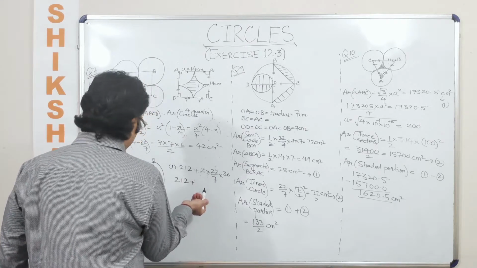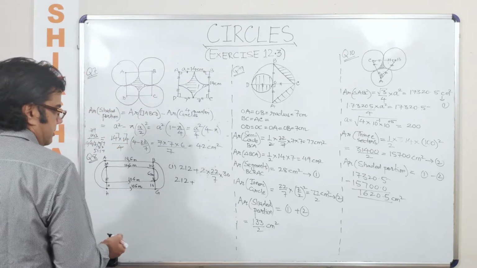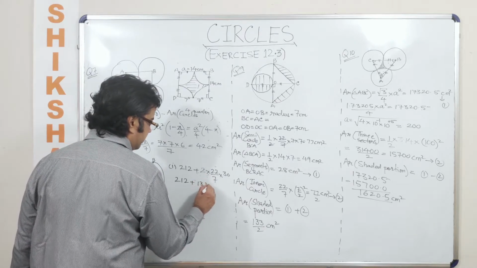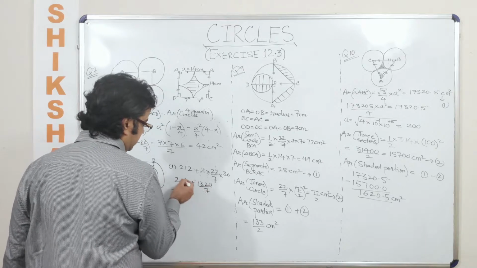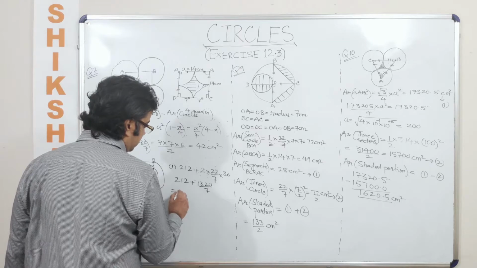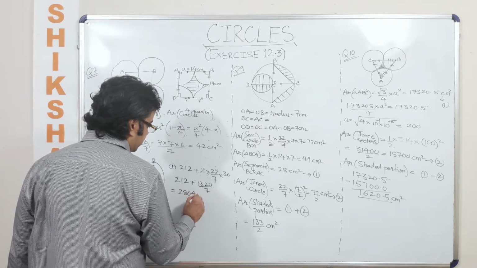Now once I say this is 2 pi r, this becomes 60 pi. So this is 1320 upon 7, which, once we multiply this, can be written as 1484. So this becomes 1484, which is 2804 meters.